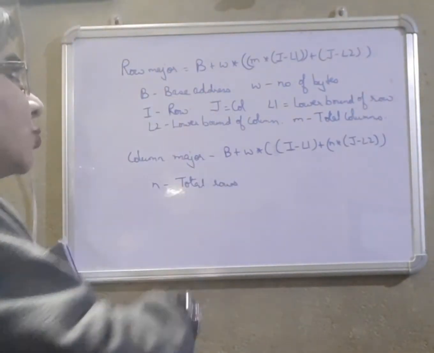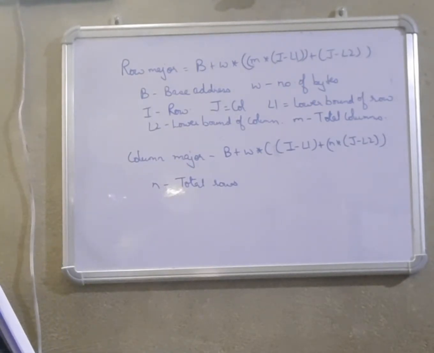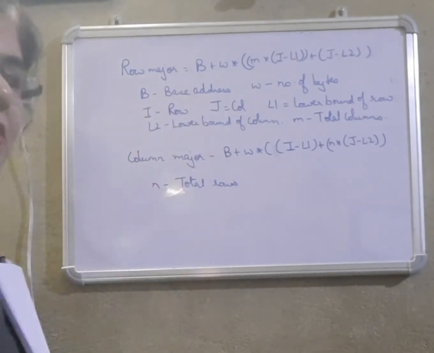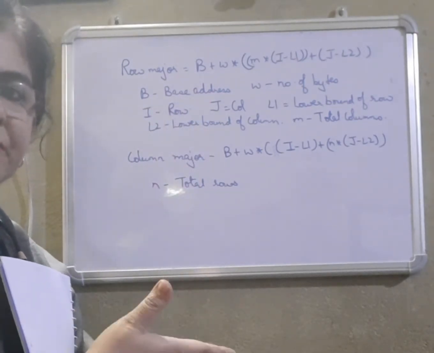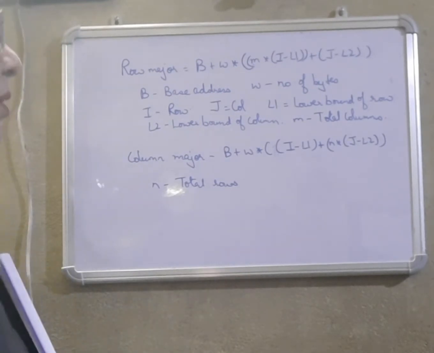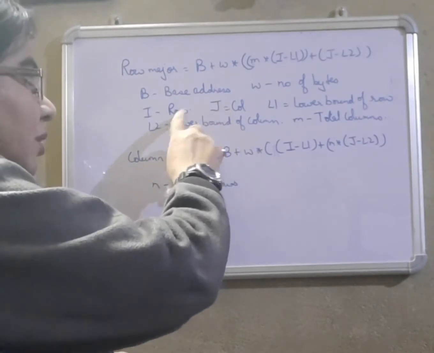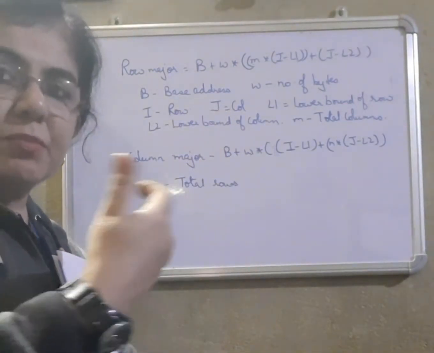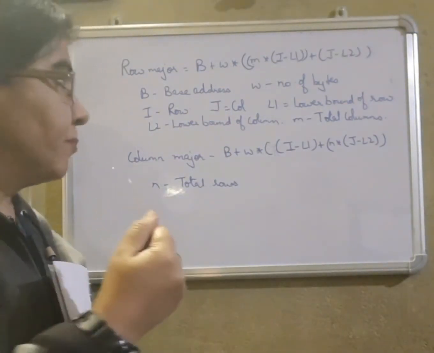This is the formula for row major, in which B plus W into M into I minus L1 plus J minus L2 is given. What is this B? B is the base address or the beginning address of the initial location. W is the number of bytes. I is the row and J is the column for which the address will be asked to be calculated.